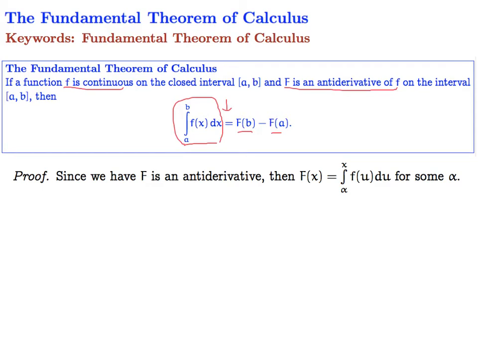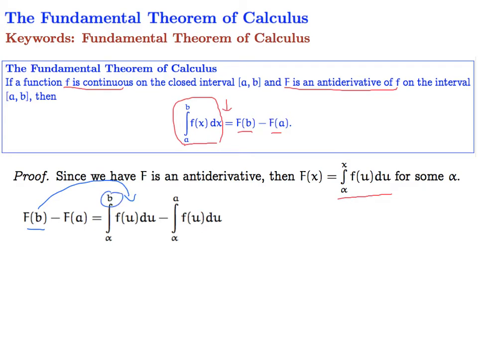Well, the first thing to note is we're given that F is an antiderivative, and we saw before that what this means is that F of x looks like this for some alpha. It's a definite integral from alpha to x of f of u du, for some number alpha we haven't picked yet. So let's examine the right-hand side. It says it's F of b minus F of a. Using the antiderivative, F of b becomes this first integral where we replace the upper limit with b, and F of a we can replace with an integral as well, but now our upper limit is a.